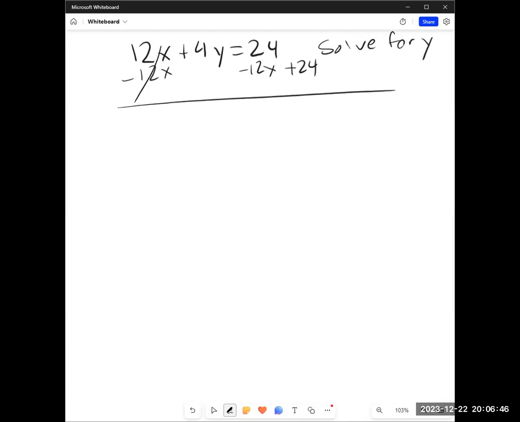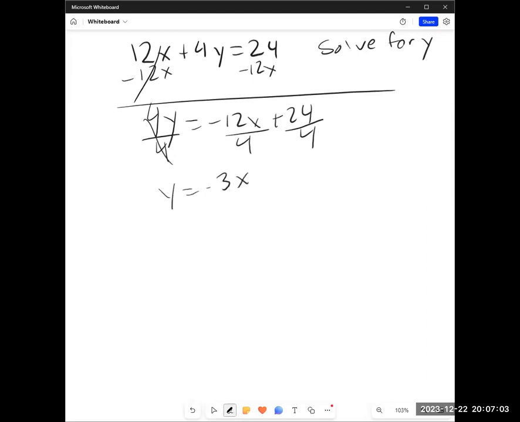And that gives us 4y equals negative 12x plus 24. Then I'm going to divide to get rid of the numerical coefficient here. There we go. And this would be my formula rewritten, my equation of my line in this case, rewritten in a way that it's solved for y. Like I said, this would be my slope-intercept form of the line when we get there.